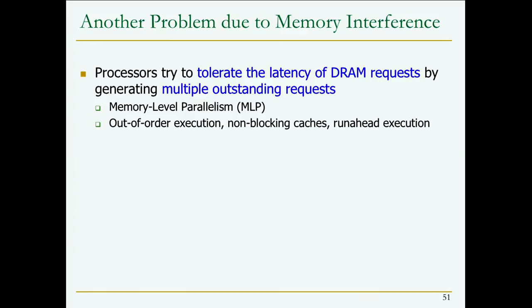So one issue is actually very interesting. That happens mainly in processors. I haven't seen it anywhere else, actually, but it could happen somewhere else also. If you look at processors, they try to tolerate the latency of DRAM requests by generating multiple outstanding requests. And we've seen this before, right? This is the concept of memory-level parallelism. Out-of-order execution, non-blocking caches, those miss status handling registers that we've seen, runahead execution, which we will see later on. I briefly talked about it when I presented some data. They're all there to exploit memory-level parallelism, meaning generate many requests at the same time.